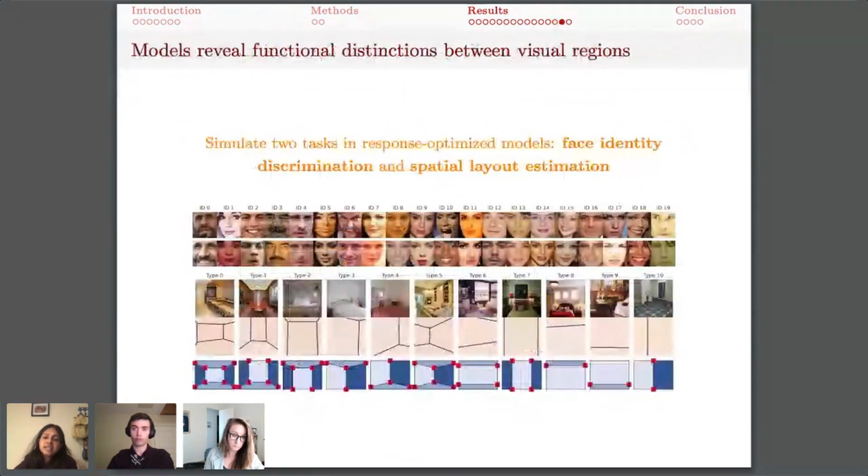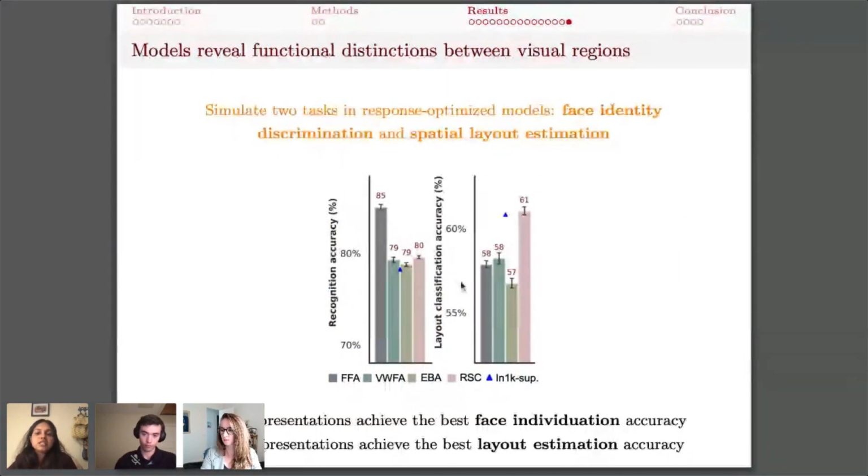And finally, we also wanted to test existing accounts of functional specialization, which implicate FFA in face perception, particularly face identity discrimination, and RSC in spatial layout estimation. In the first case, the goal is to predict the correct facial identity from a subset of the celebrity dataset. In the second, the goal is to predict the correct room layout type, where the room layout categories are defined using a key point-based parametrization. We extracted the representations from each response optimized network for independent stimuli, and then we trained linear classifiers for these two tasks. This figure shows the transfer performance of different response optimized networks on these two tasks.